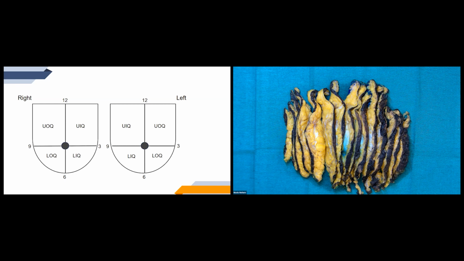Another way that the breast can be broken into different areas is when it's broken into quadrants. It can be broken into 4 quadrants, again, using that nipple as the center point. So it can be broken into the upper outer quadrant, upper inner quadrant, lower inner quadrant, and lower outer quadrant.